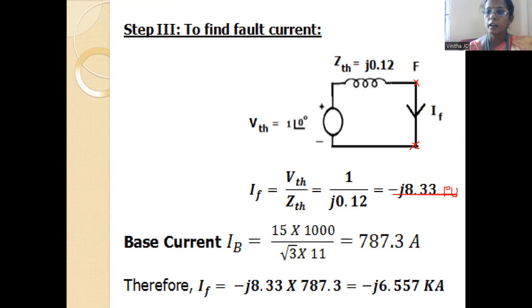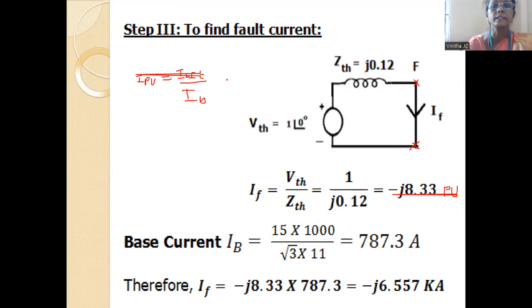Now, I require the answer in terms of actual units. So, in order to find the fault current in amperes, we can rewrite the expression. We know that per unit value is equal to actual value divided by base value. So, I per unit is equal to I actual divided by I base.